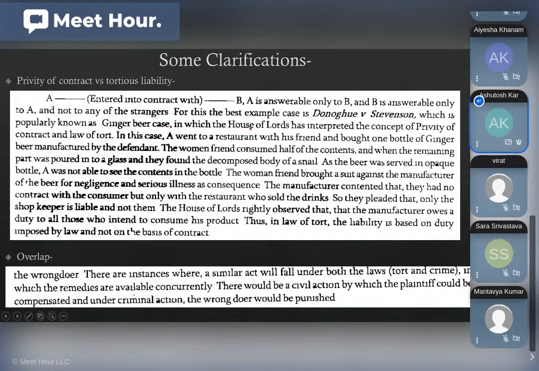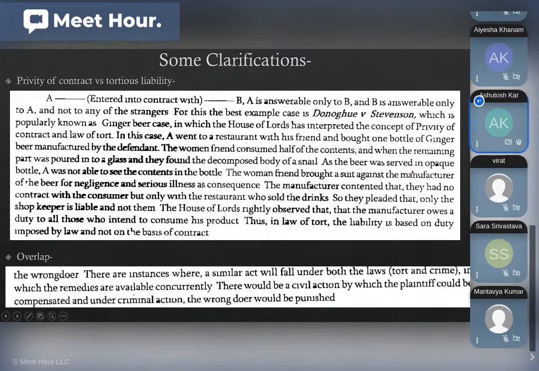इसमें क्या हुआ था? So देखो, A went to a restaurant. तुम एक restaurant गए थे तुम्हारे दोस्त के साथ, and you bought a bottle of ginger beer manufactured by the defendant, जिसके अगेंस्ट तुमने केस फाइल किया है. तुम्हारे साथ जो तुम्हारी दोस्त गई है, she consumed half of the contents. When the remaining part was poured into a glass, they found the decomposed body of a snail. तुमने खरीदा है वो बियर का बॉटल, and consume किसने किया? तुम्हारे दोस्त ने किया जो तुम्हारे साथ गई थी. She has drunk already half of the content, and वो latter half को जब pour करती है, they found कि एक snail का decomposed body गिरा हुआ है. So of course this is unhealthy.